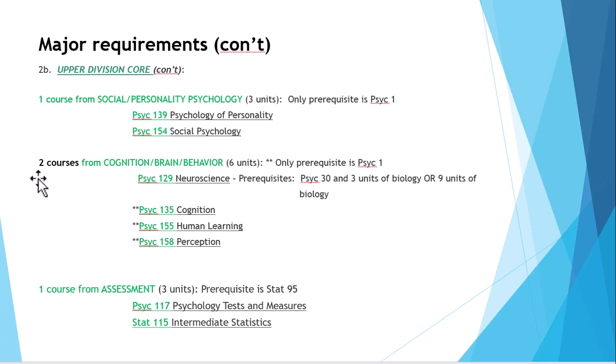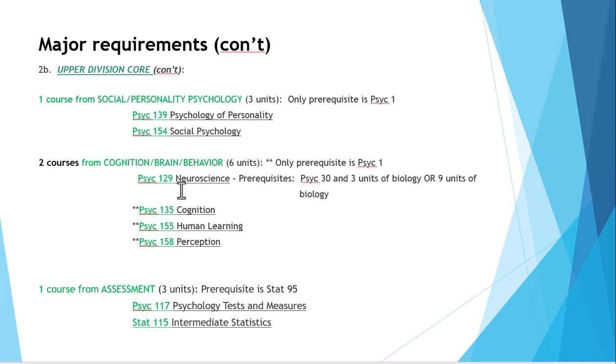So again, you need to take 2 courses from this area. For these 3 classes here, the only prerequisite is Psych 1, but for neuroscience, the prerequisite is Psych 30, which is the Introduction to Psychobiology course, and 3 units of biology, which is typically the human biology or anatomy course, or you can have 9 units of biology, right?